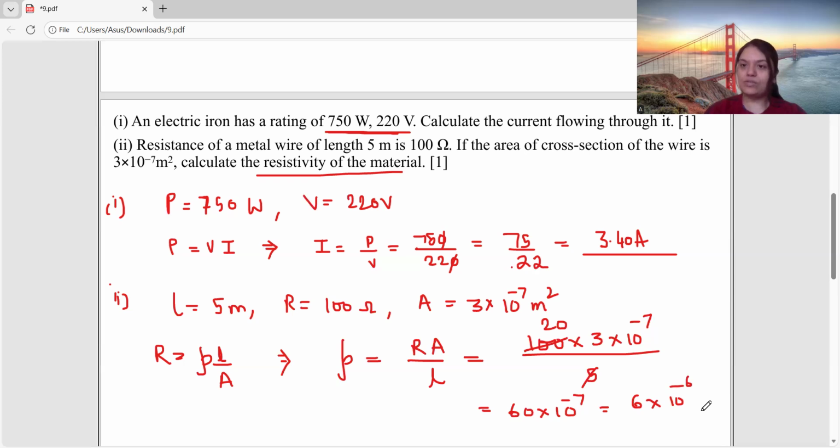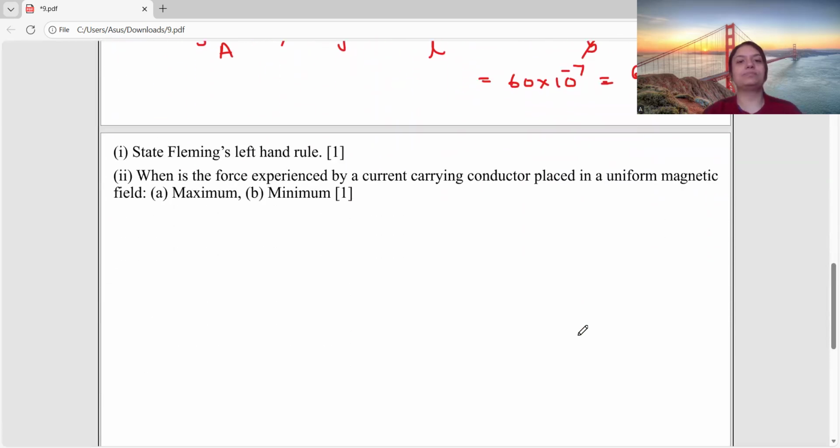Now the SI unit for resistivity is ohm meters. If you have a problem in remembering the SI unit, you can use the formula and you can do the derivation. We have also discussed this previously. You can go through the playlist. Let's go to the next problem.